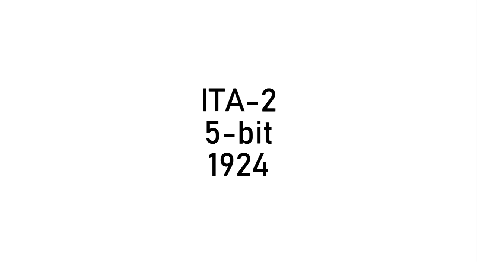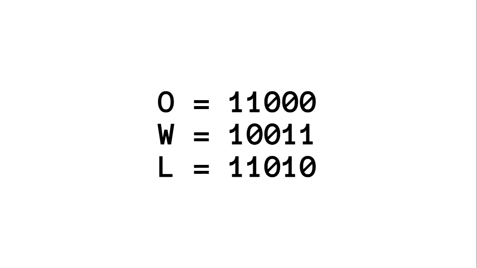ITA2, which came later, changed things up a bit. It's still used in ham radio, but it's from 1924, still 5-bit. It changes around the encoding from ITA1, because we didn't really have to persist data back then. It didn't really matter if the encoding changed, because it was very ephemeral.